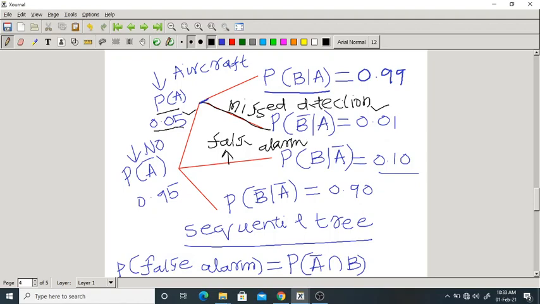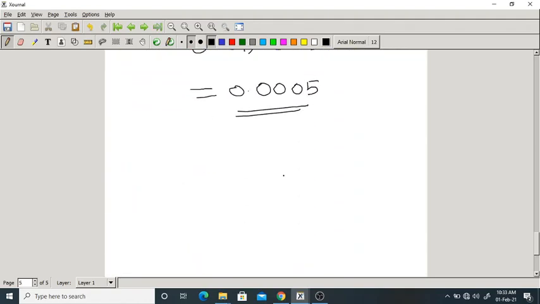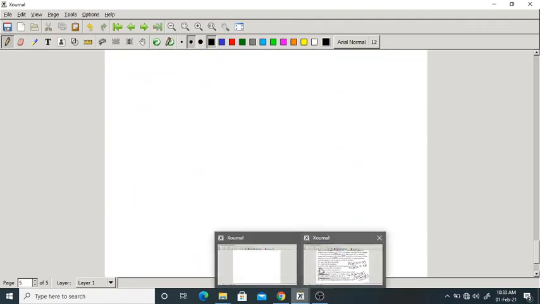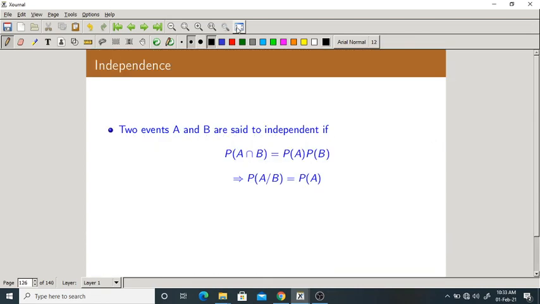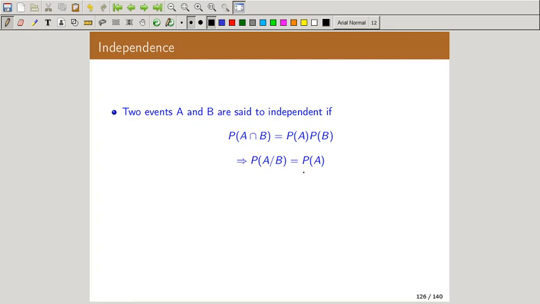Okay. In this way we can solve more number of problems. So that is about some problems we have discussed based on the multiplication rule, conditional probability, Bayes theorem and total probability. I'll give an assignment of a few more problems. So let us move on to another topic. What is the topic now? Independence.